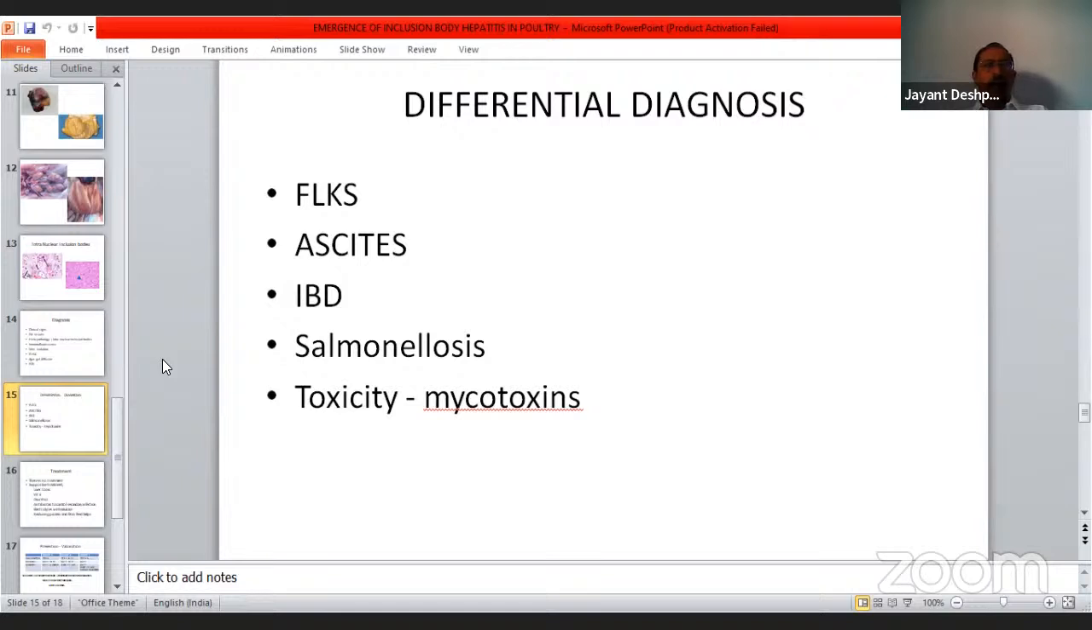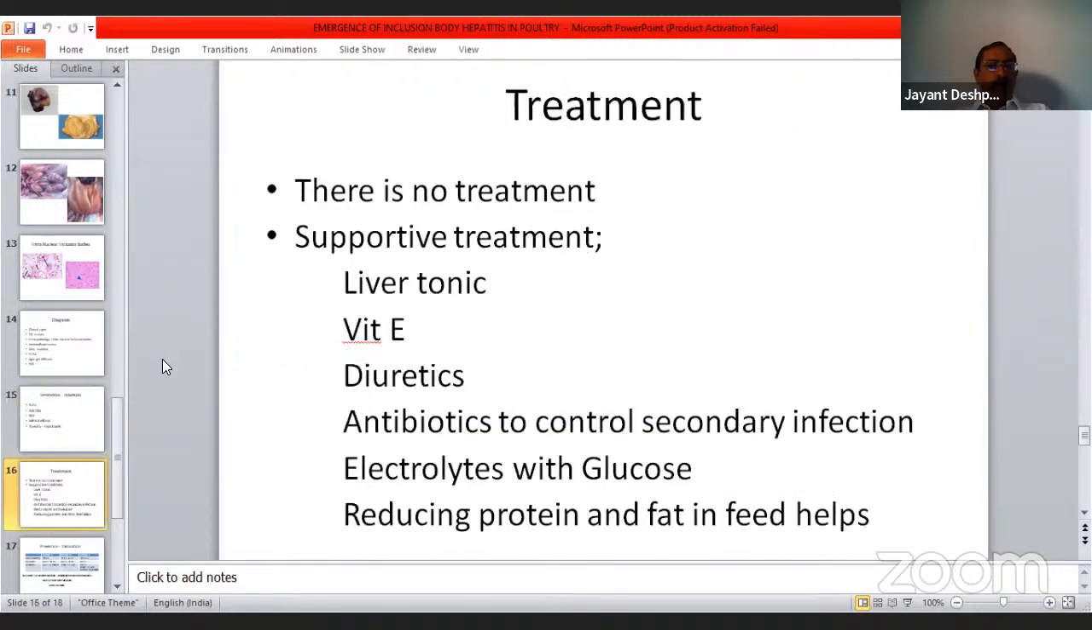Of course, IBD, their only difference is that in IBD, kidneys are involved, swollen kidneys, the swelling is much higher and the bursa is swollen, whereas in inclusion body hepatitis, the bursa is appropriate. And salmonella, again, liver is enlarged with necrotic foci, whereas in IBH, it is slightly different. Then mycotoxins, where liver is affected, which again increase the liver size and cause yellowish discoloration. So we need to rule out. There are different diagnostic tools available to confirm the definitive diagnosis. So this is in brief about diagnosis.